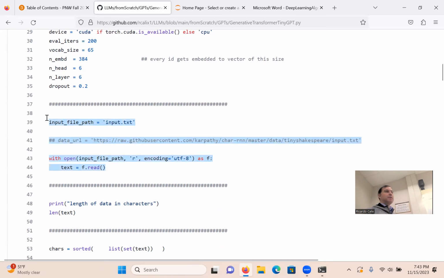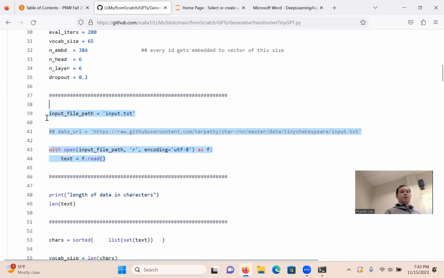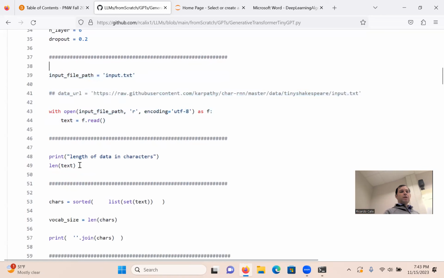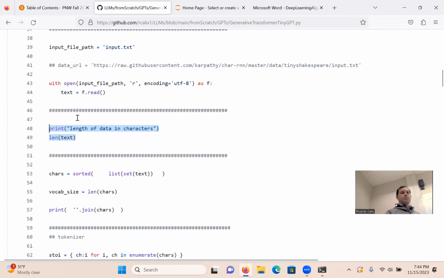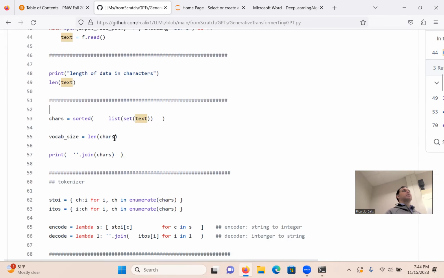Then this is just grabbing the input data. I got this from Andrej Karpathy's repo. So he's got the tiny Shakespeare data there. Length of the data in characters, right? So you can take a look at that. So it gives you the length of it, reading the whole thing. Then we have a few steps like figuring out the vocabulary. Okay, so we'll talk about that later, right, in detail.